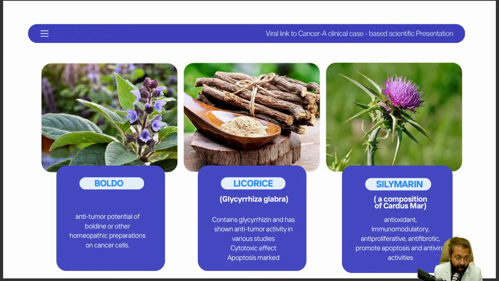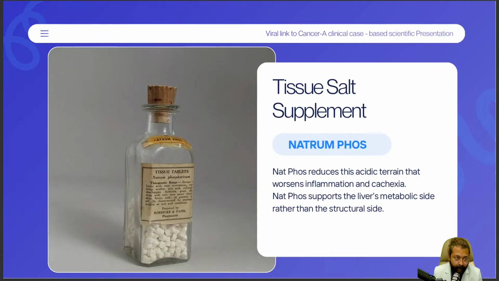Now, any tissue salt that can be given? Yes, natrum phos, because natrum phos helps to reduce that acidic terrain. If you check, in cancer the lactic acid increases. What is that? It is an acidic terrain. So this is going to help us improve it, and in cachectic conditions, where the person is getting thinner because of all that acidic nature in the body. Natrum phos supports the liver's metabolic side rather than the structural side.